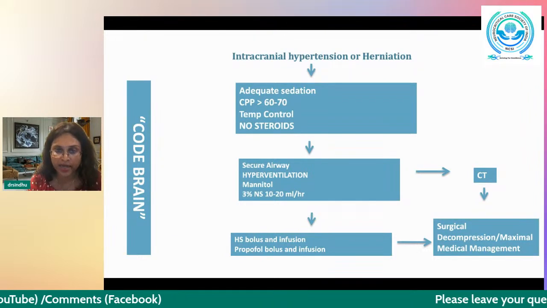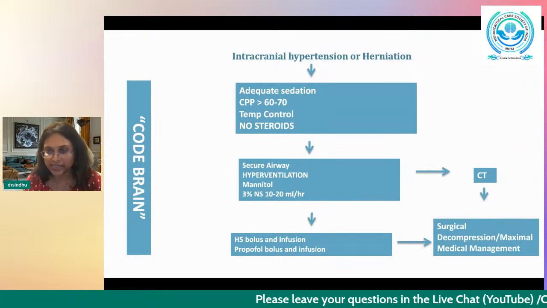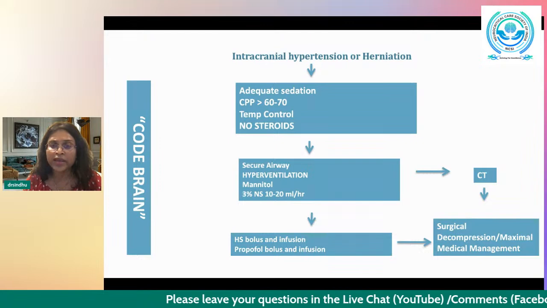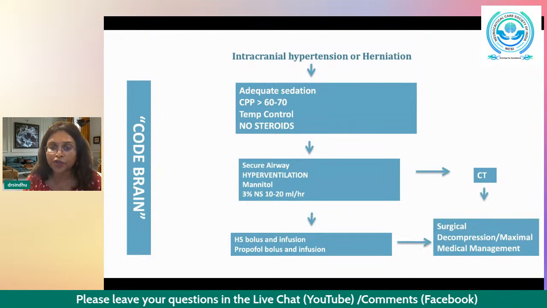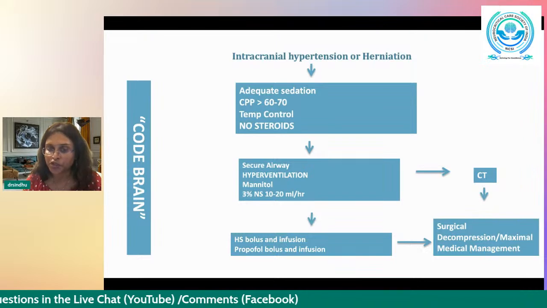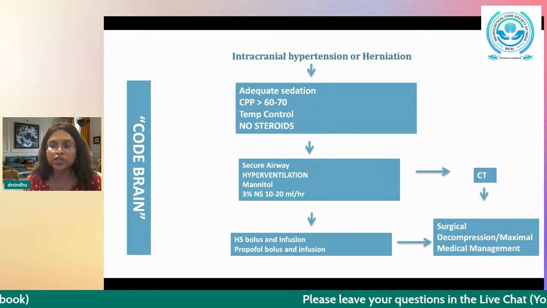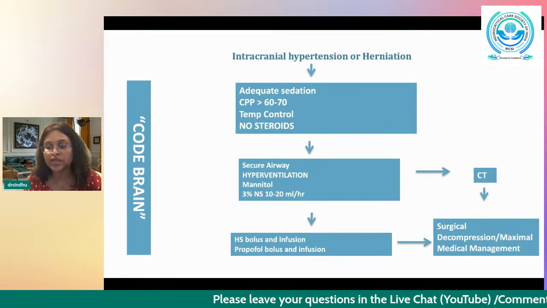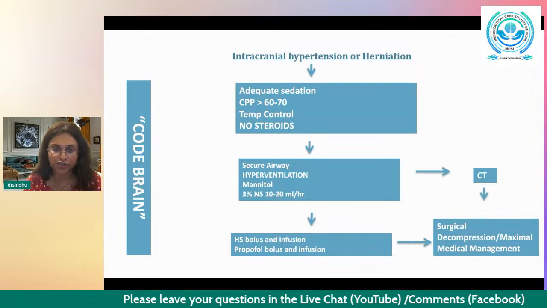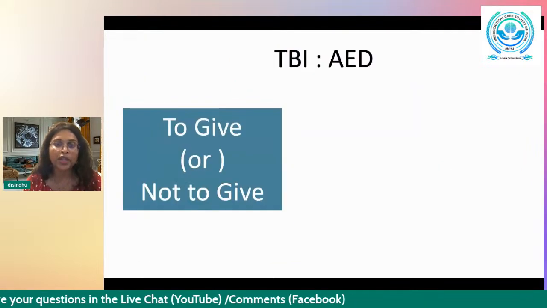Osmotherapy can be given with mannitol, and 3% saline can be started, and do a CT. Meanwhile, if hypertonic saline bolus or infusion is required, start it. And as a last resort, propofol bolus and infusion can also be started. If the patient needs a surgical decompression, then we have to go ahead with it. Or if surgery is not an option, then we have to give the option of maximum medical management, which would be even hypothermia and anesthesia.